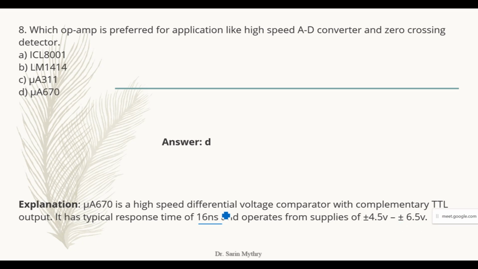See now the response time of this one. It is the time from when you give some input to this op amp or comparator until it crosses the threshold voltage, and that is in nanoseconds. It's in the nanoseconds, meaning it is used for high speed operations. Here itself we can tell that high speed is given for operations. So among these, option D is the correct one: the 670 comparator is used for high speed operations.